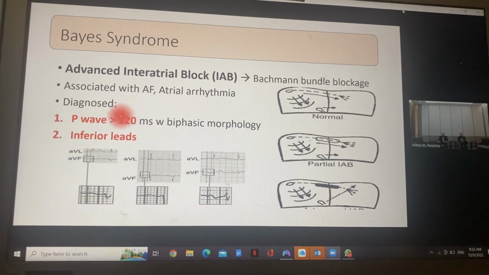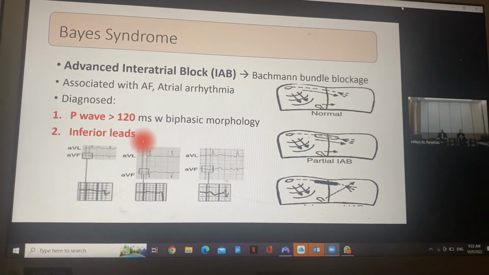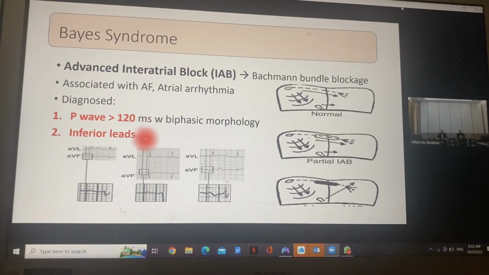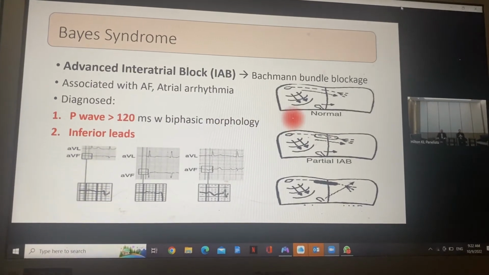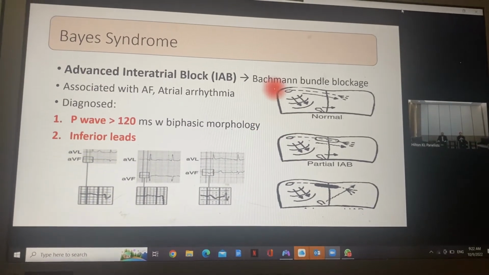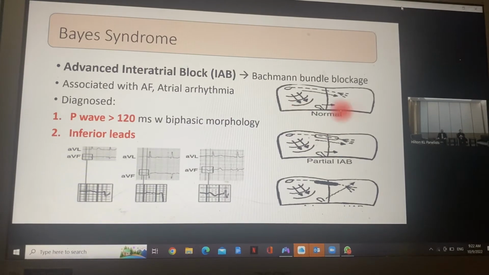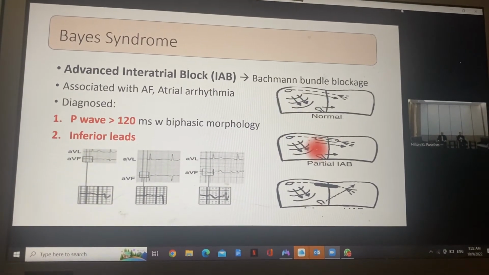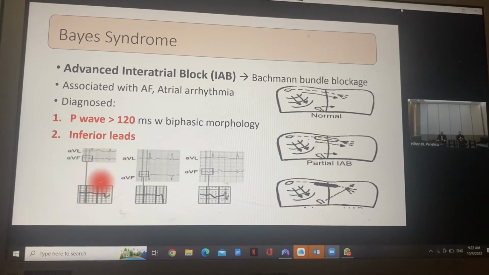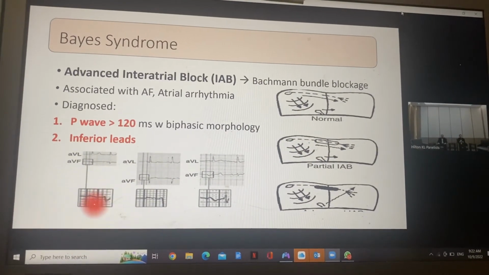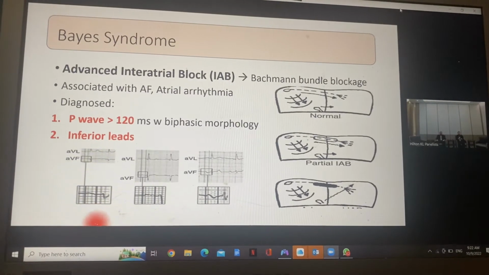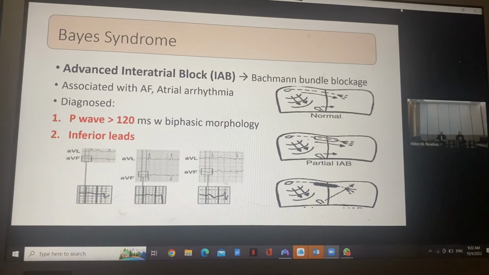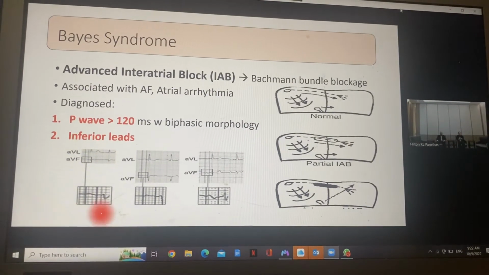Bayes syndrome is actually an advanced congenital block. Compared to Ashman, it actually carries more prognostic factors because if they have Bayes syndrome, it's associated with AF or atrial flutter. It's just referring to the Bachmann bundle blockage. In normal people, the connection will go to the internodal branch and then go to the left side via the Bachmann bundle. If there is a partial blockage, the P wave becomes prolonged. Like demonstrated here, the P wave is more than 120 with a biphasic P wave. It is different compared to bilateral atrial enlargement where the P wave is still within normal limits. But this one you can see the P wave is prolonged.